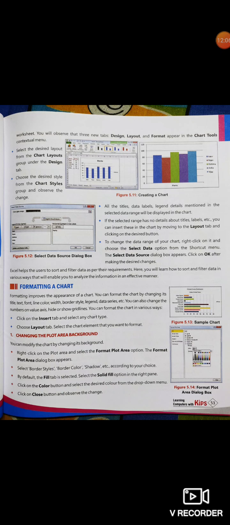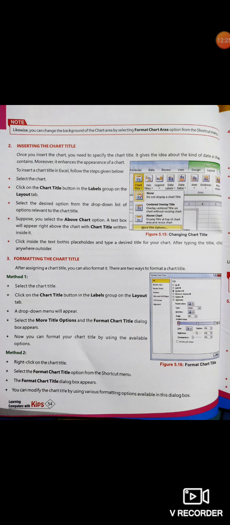And what is the second method? We have to right click on the chart title, we have to select the format chart title option in the shortcut menu. The format chart title dialog box will appear and we can modify the chart title by using various formatting options that are available in the dialog box. So this is how we can format the chart title.